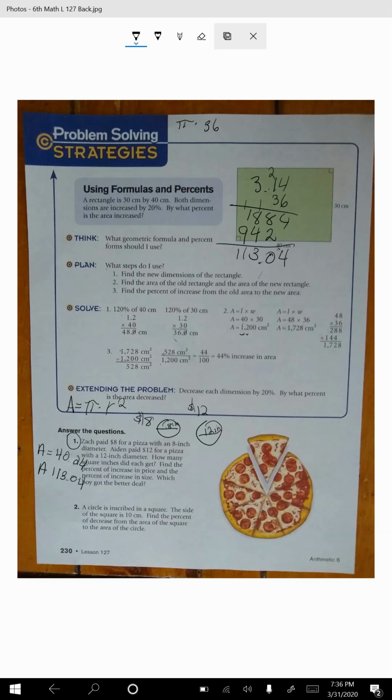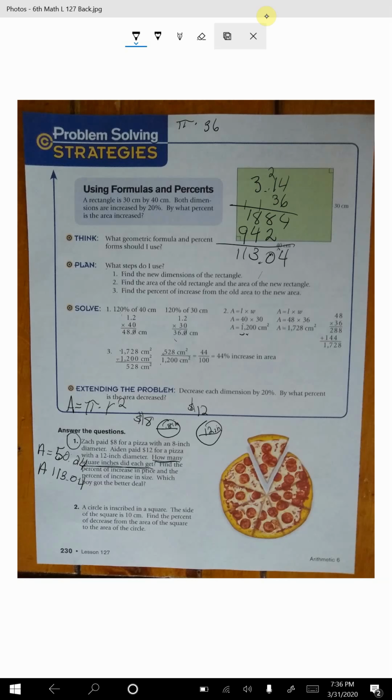All right. So after we did that, it says how many square inches did each one get? Let me see if I got this right. They have 50 for this one. What did I do wrong on that one? I must have done some math wrong. Did you catch that for me? They have this as 50. I must have added something wrong. 50.24? I got the second one right. 113.04. Okay. So that's the answer to this one. So you should have that in square inches.